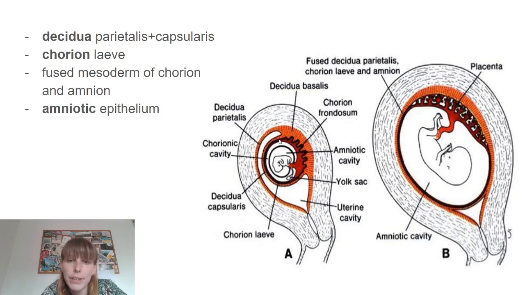It's chorion laeve coming around the fetus like this, and it's amniotic epithelium, which is forming the amniotic cavity at the beginning, but now all of them fused together. And between amnion and the chorion cells, the cytotrophoblast and syncytiotrophoblast that we know from the villi already, there is the fused extraembryonic mesoderm of chorion and amnion.